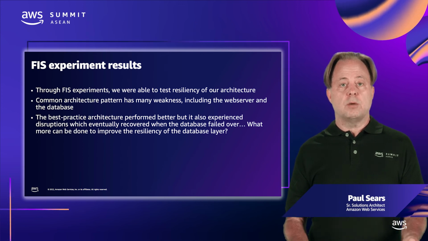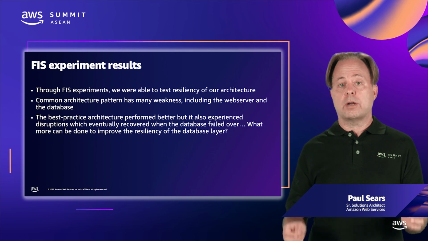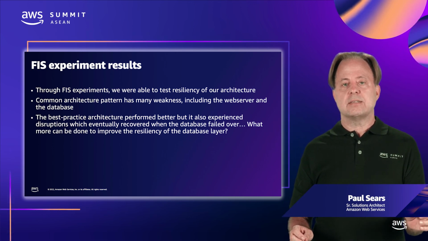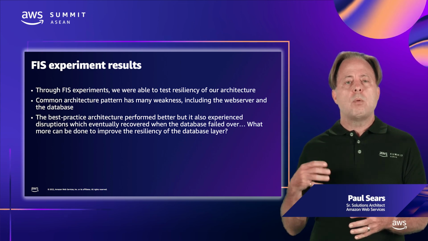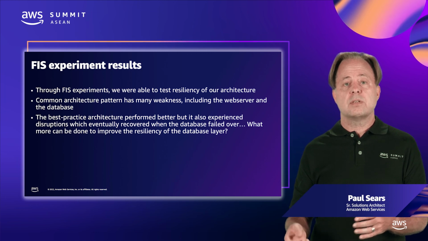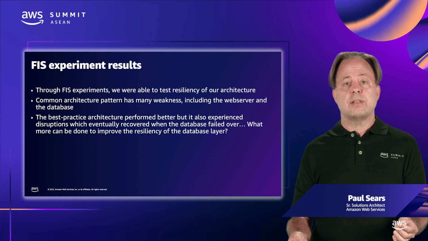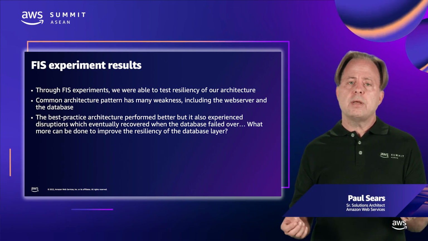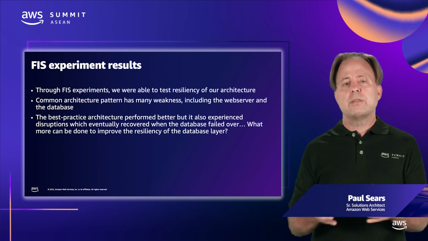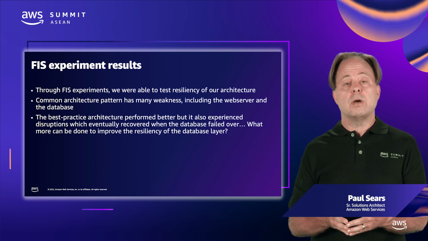Through FIS experiments, we have learned that the web server layer of the best practice architecture is resilient and is able to recover failed instances without disruption. But we found that the database layer still has resiliency risks. This allows us to focus efforts to address risks in the database layer, possibly implementing a caching layer using Elasticache, or configuring the database as a cluster with read replicas. But this is a topic for another session.